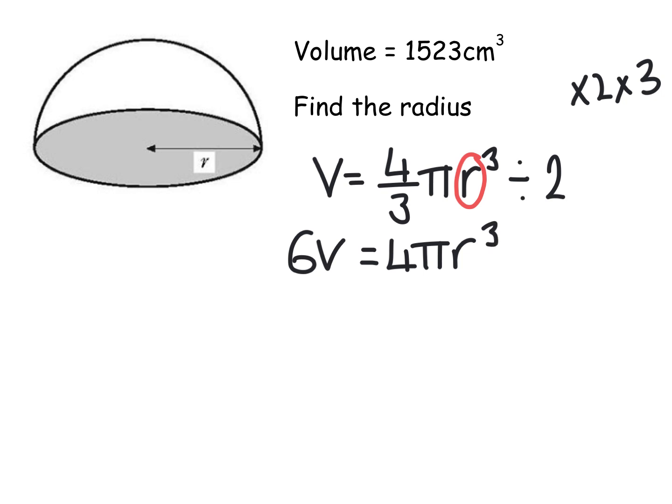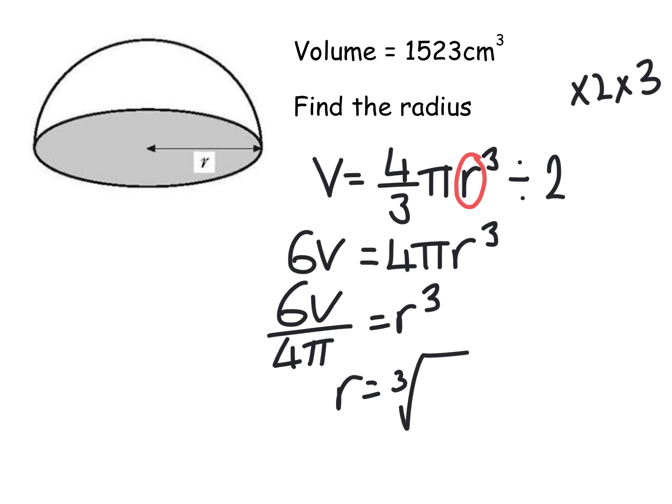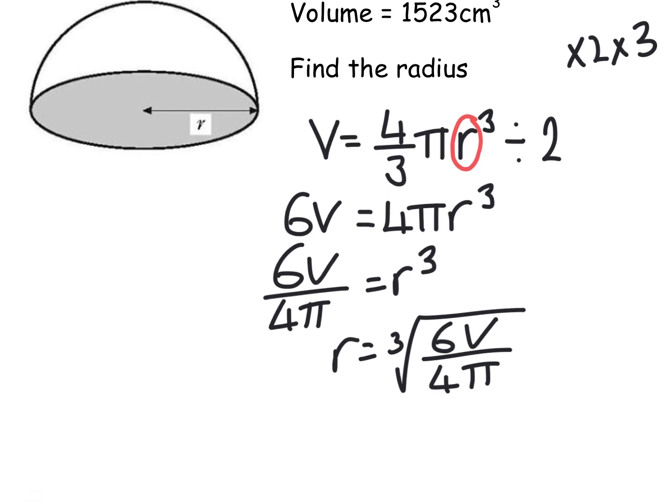Then we need to get rid of this 4 pi. The 4 pi is multiplying the r cubed, so we divide by 4 pi, and we can just take them together as one term, which gives me r cubed. And from there, I need to take the cube root. So r equals the cube root of 6 times my volume all over 4 pi. Now at this point, I'm ready to do my substitution. So my radius is the cube root of 6 times my volume, all divided by 4 pi.